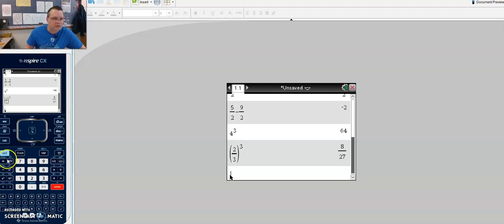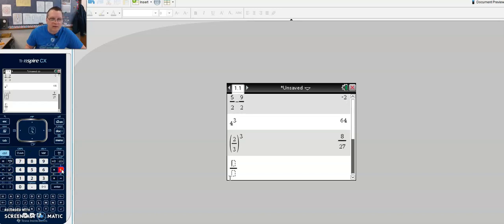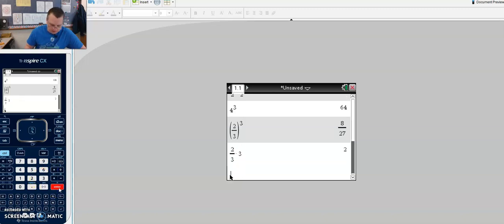Oh, I did have a power there. It's supposed to be times, isn't it? No, power to a power, you multiply. Why did I do that? All right, so I have to do it again. I got so mixed up with the 4 cubed. Power to a power, you multiply. Times 3. Enter. So it's a 2.